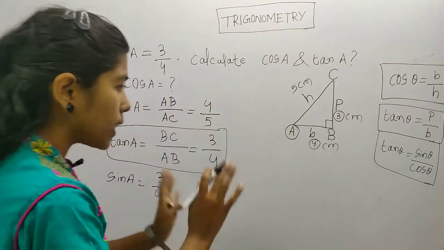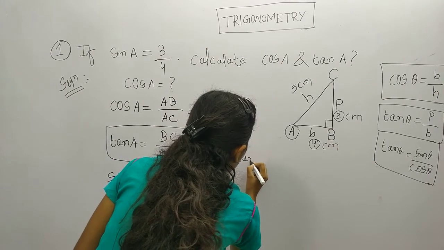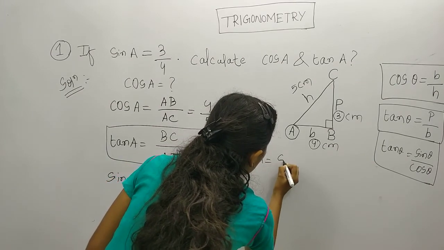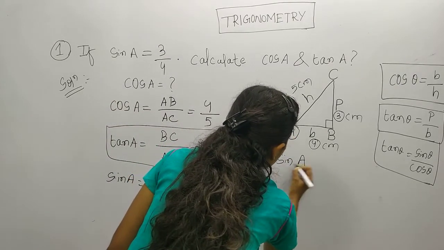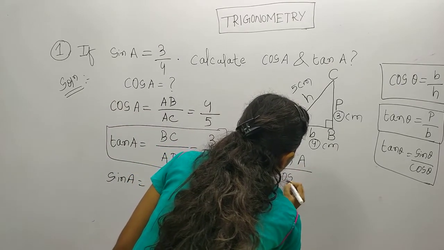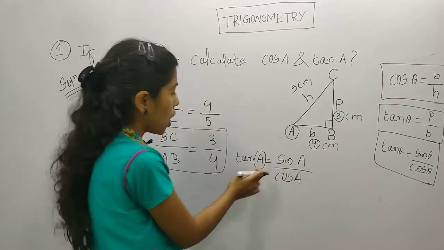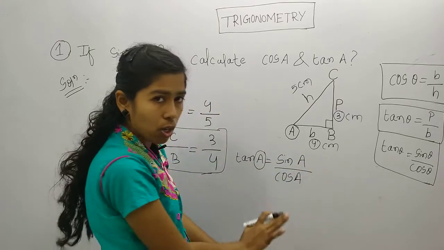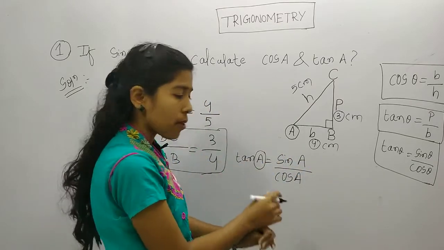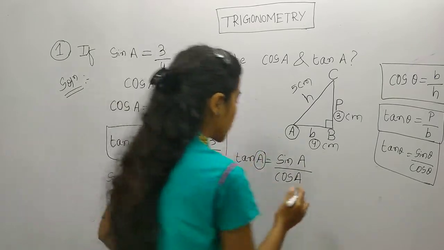Okay. So tan theta equals sin theta by cos theta. Then what will happen here? Tan A equals, here angle A is given, so it will also be sin A by cos A. We have to look at the angle given and write the same. If theta is given, then sin theta by cos theta. But here tan A is given, so sin A by cos A. We have to focus on the angles.